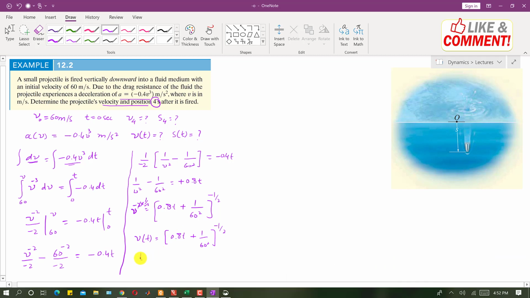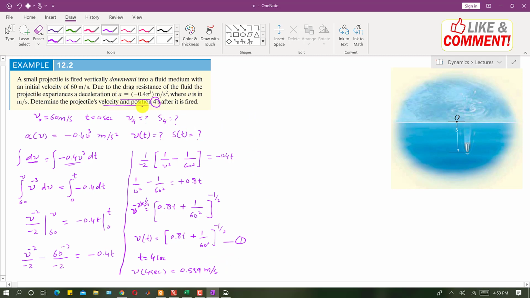So now when we put t equals 4 seconds into equation 1, which is the velocity function, the calculator gives us the velocity after 4 seconds equal to 0.559 meters per second.